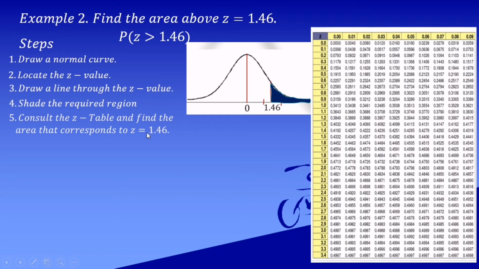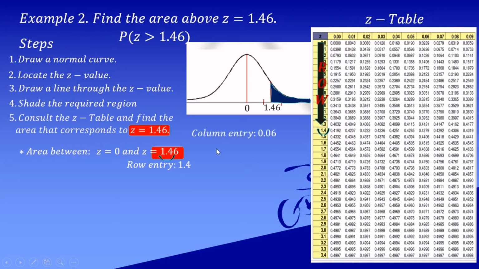Then number 5, consult the z table and find the area that corresponds to z is equal to 1.46. To find the area, dapat between sa z is equal to 0 and z is equal to 1.46. So, ang first 2 digit natin, yung ating row entry sa ating z table, that is 1.4. And for our column entry, yung last digit natin is 0.06.